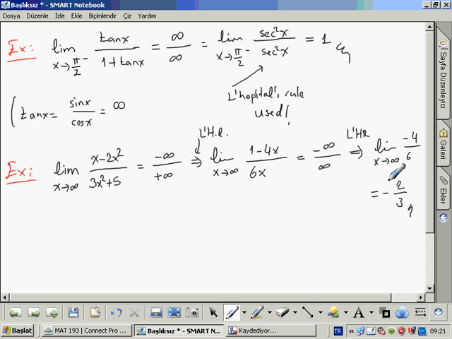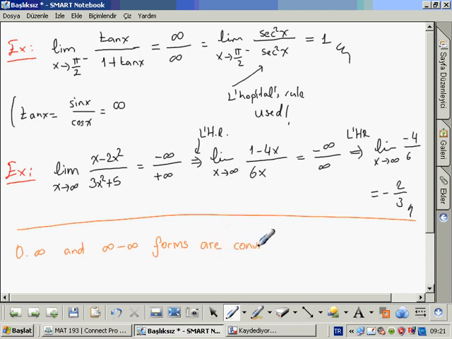And now, don't forget this sentence. If you evaluate 0 times infinity and infinity minus infinity forms, you can convert these forms to 0 over 0 or infinity over infinity forms first, and then the L'Hopital rule will be applied.